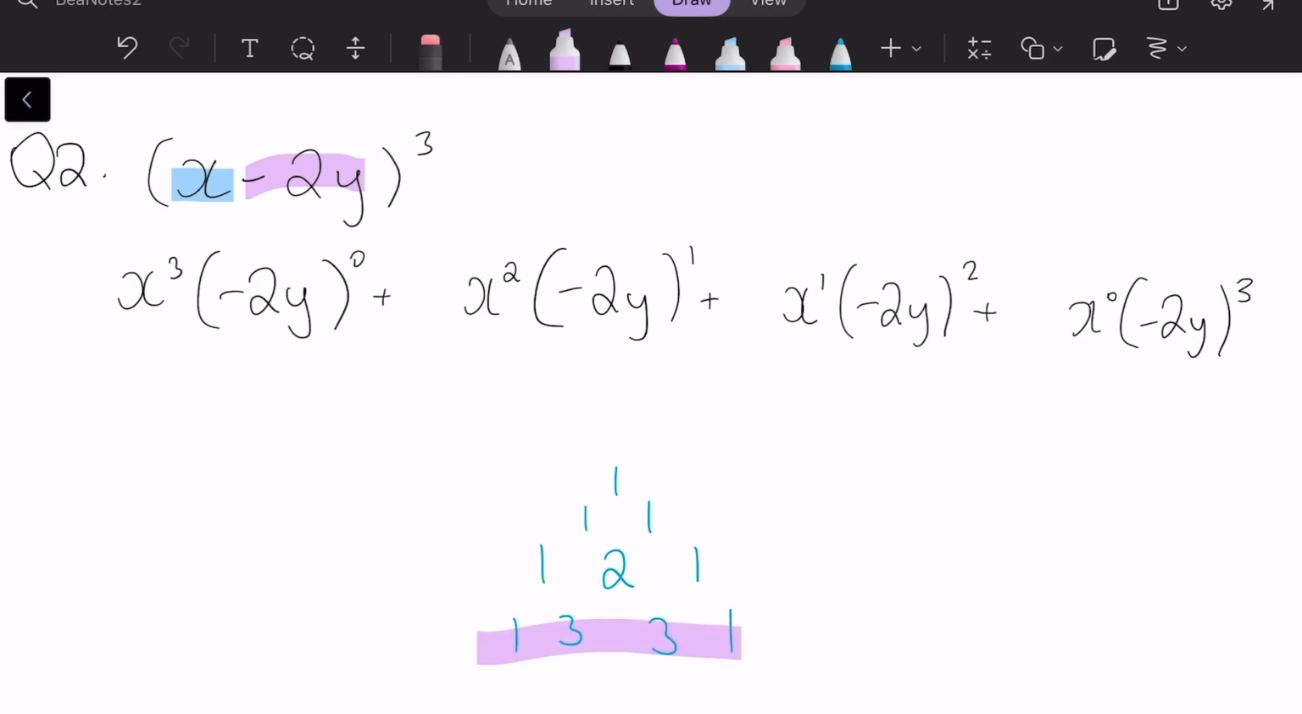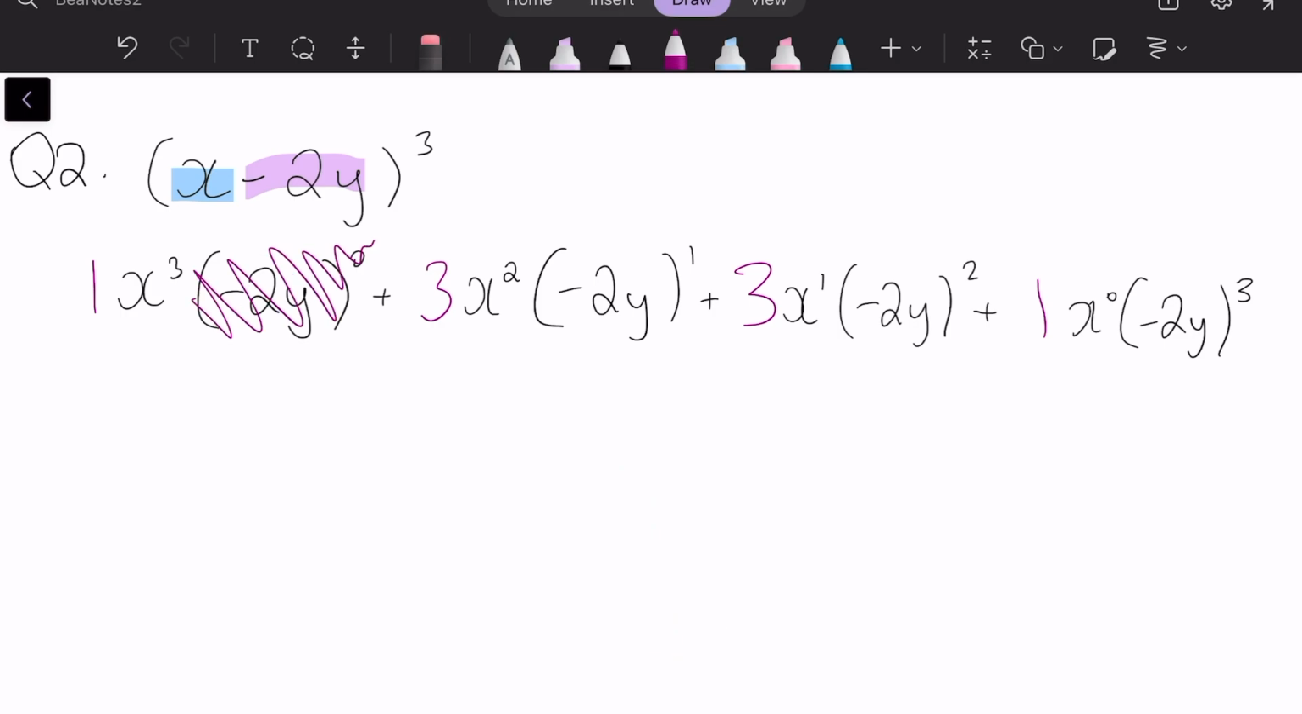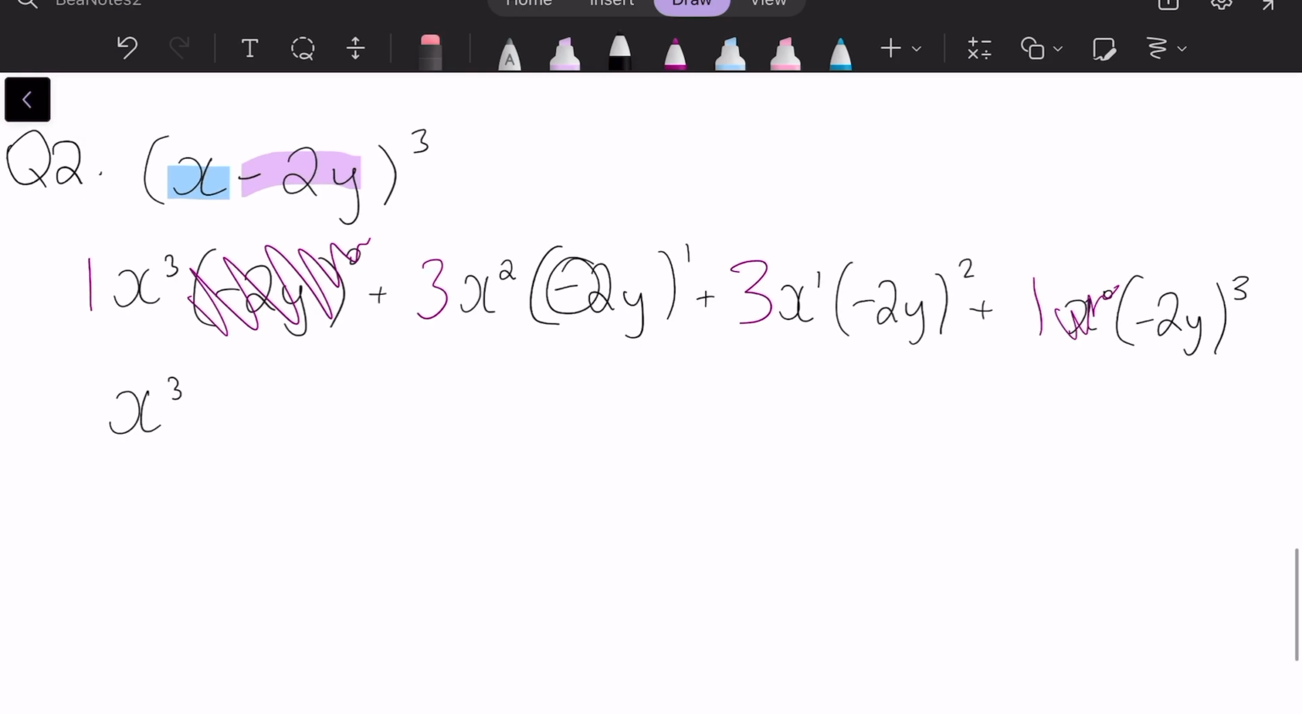And we're going to be using this third row. So just going to write in the coefficients. And now the painful part, expanding it all out. So we know we can ditch this because anything to the power of 0 is 1, and we can ditch this one. So when we expand this out, it's going to be x to the power of 3. And now remember the next one has a negative term and it's to the power of an odd number. So it's going to be negative 6 because 3 times 2.